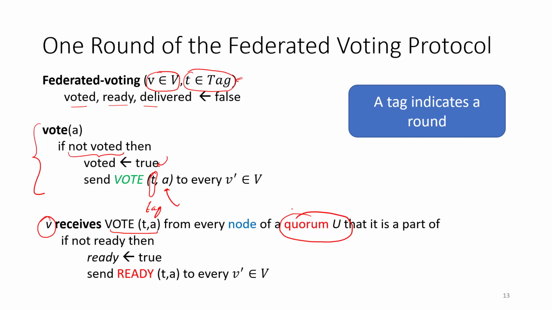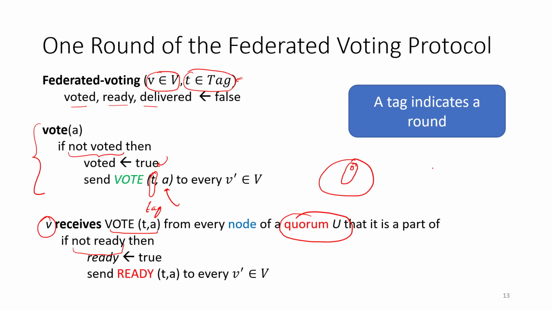You can go several slides back, but the basic idea of a quorum was that every node in the quorum belongs to the quorum, and one of its quorum slices definitely belongs to the quorum. So if a quorum votes for V, and of course we have quorum intersection and so on, and I am not ready, which means ready is false, I set ready to true. And then I send a ready message to every other node, including myself.